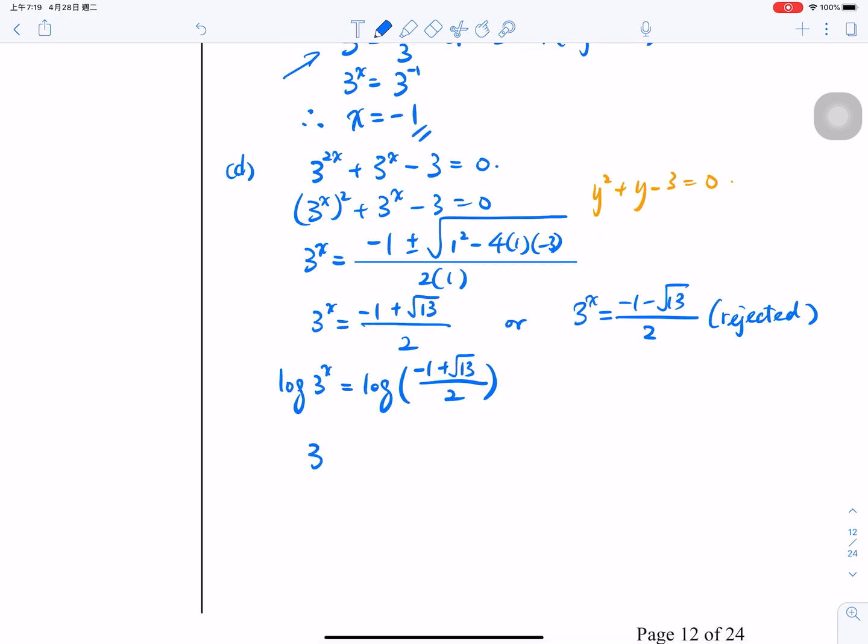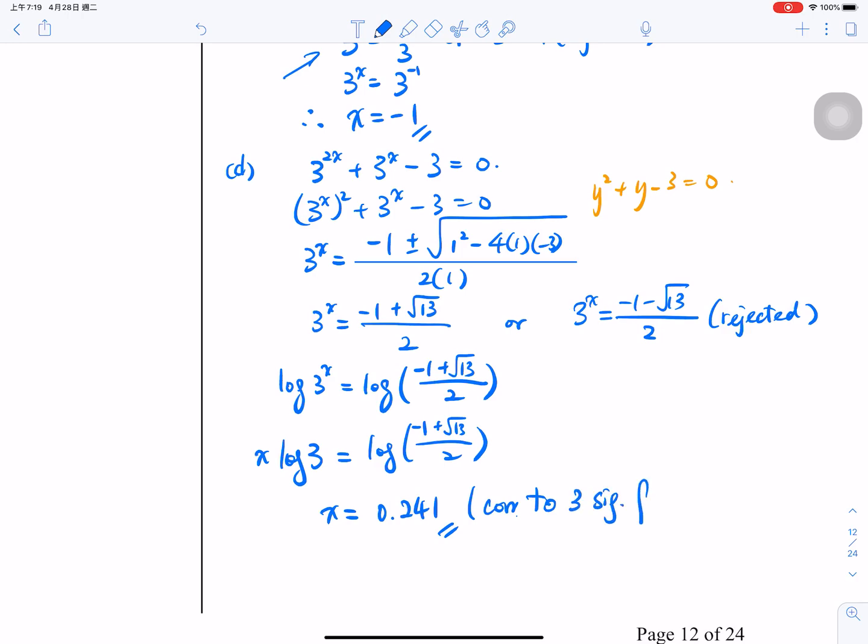Both sides take log. Here log 3 you keep, and here is x. Then log of this one. Just calculate: 0.241, correct to 3 significant figures.